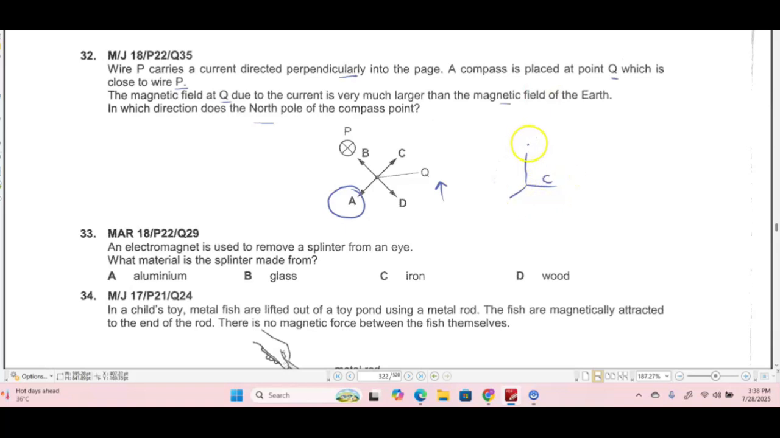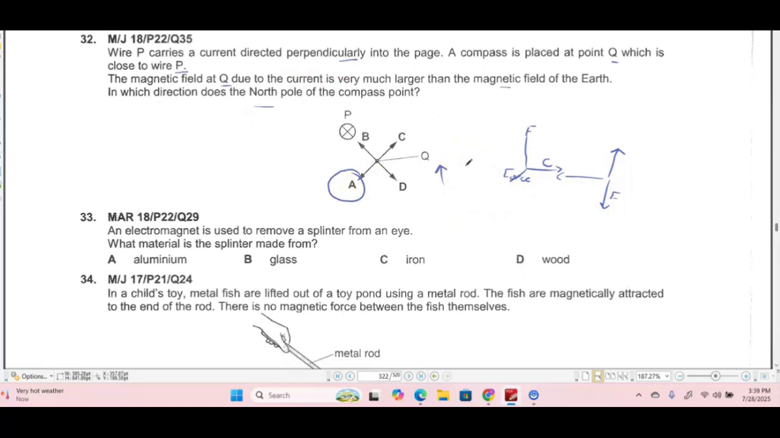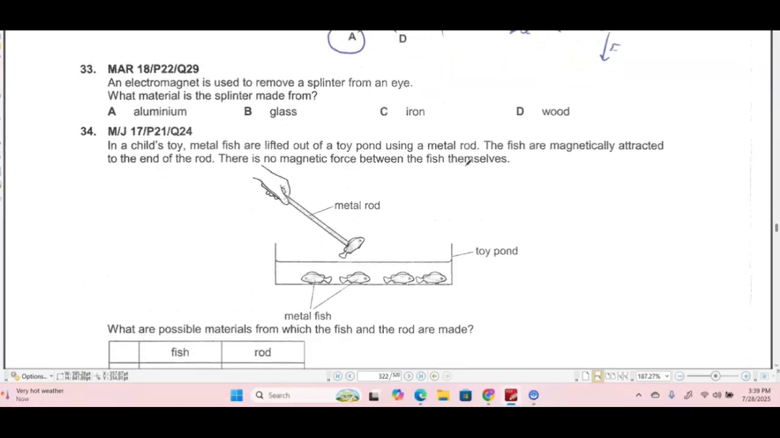This is for the current, this is for the field, and this is for the force. So if this finger of mine is pointing inwards, so this is going to go downwards, okay, and force is going to be on this side, okay. So A is the best option, jahan par the north pole या field is going to project. Kindly आप अपना left hand rule लगाकर check it out, ठीक है.